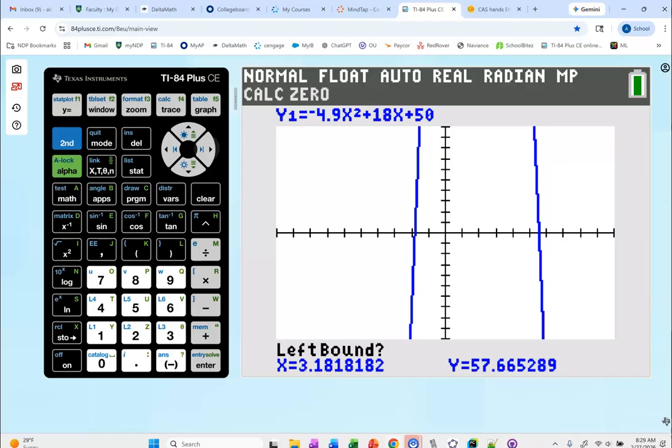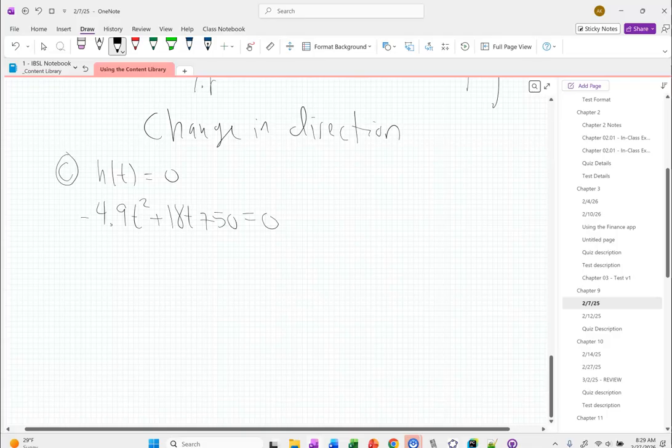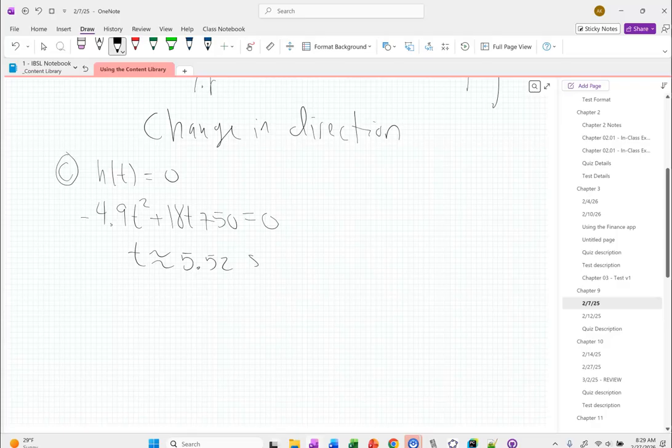So I'm just going to use the intersect command. There we go. So 5.52. And I want the velocity when the ball hits the ground. If I want the velocity when the ball hits the ground, I'm going to do v of 5.52.